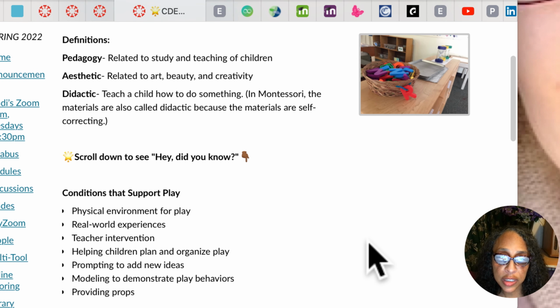Okay, definitions: pedagogy and andragogy. Pedagogy is the study and teaching of children, and andragogy is the study and teaching of adults. Aesthetic is art, beauty, and creativity. And didactic, that's a new word. It's the behaviorism part of learning, right? Didactic is when you're dictating something. That's the same root word. It's where you show them how to do something and then they copy you.